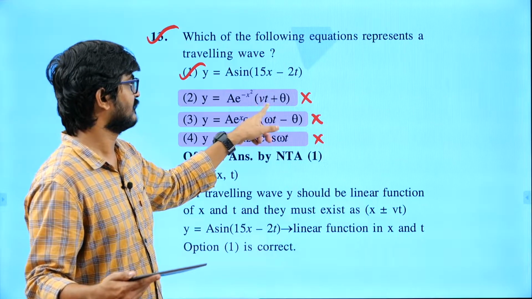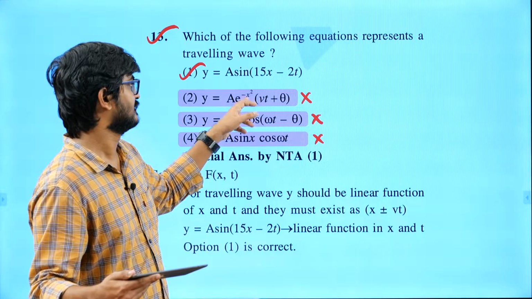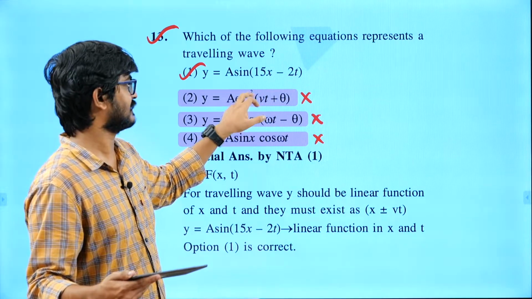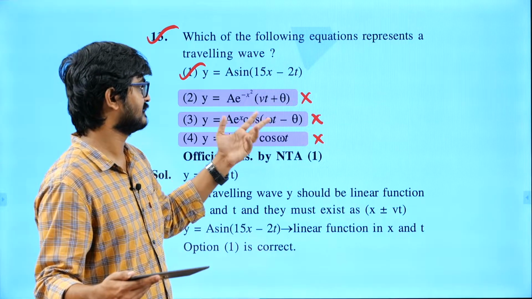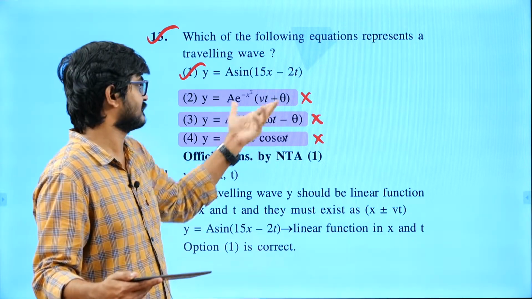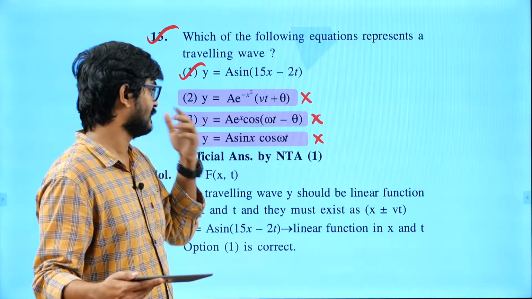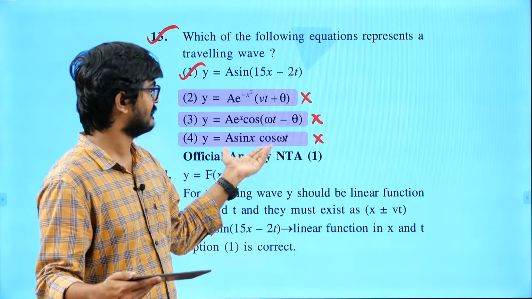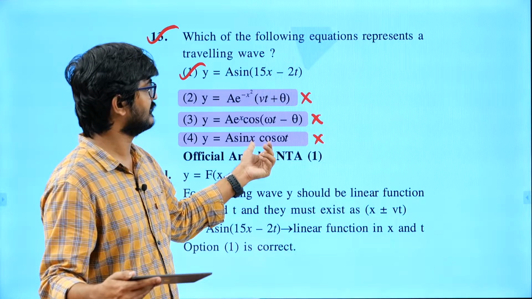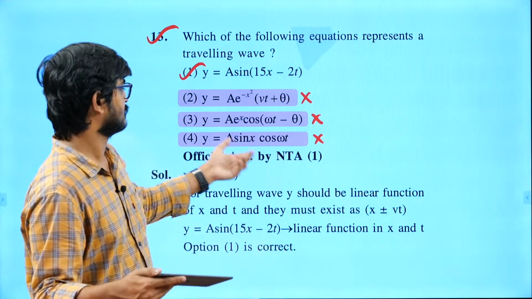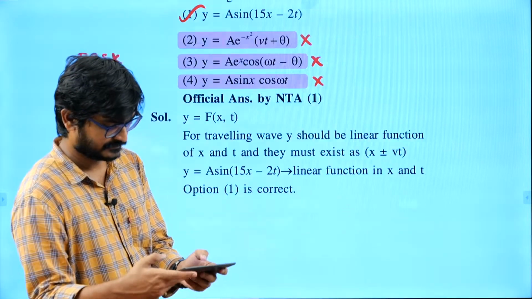Now you can see v into t is coming and you are adding it with theta. Theta is dimensionless, but v into t is not dimensionless. And e power minus x square, again that is having dimensions, so this is going to be wrong. Now e power x, that will be having dimensions, so it is going to be wrong. Now sin x cos omega t, I am assuming that will be having dimensions. Omega into t won't be having dimensions, but sin x will be having dimensions, right? So that's how I eliminated options 2, 3 and 4.